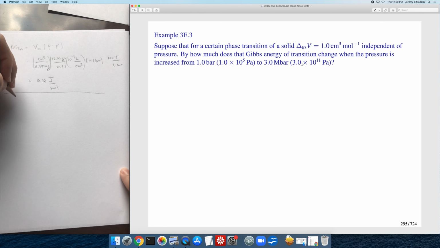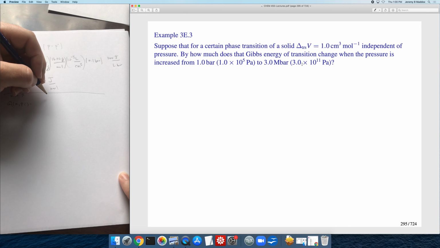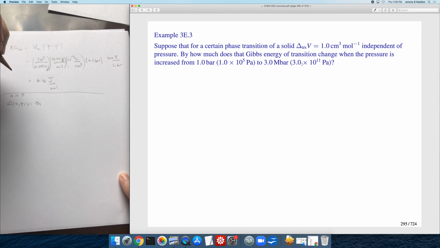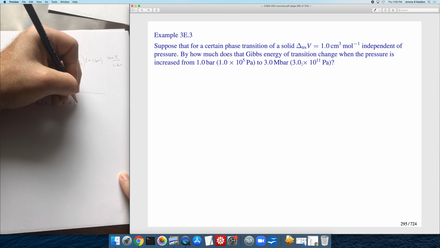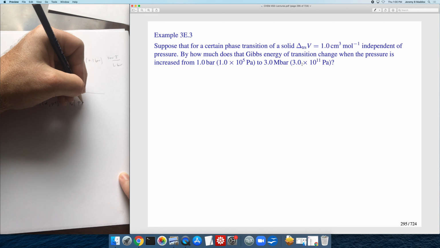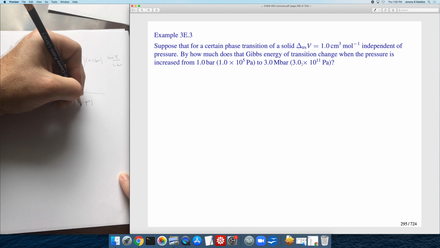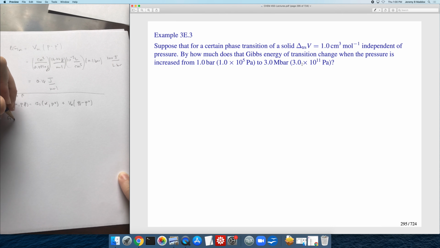So here, the way we can think about it, we'll just assume that there are two phases, alpha and beta. So we'll write for alpha, at PI, now we'll make this PF, equals the Gibbs energy for the alpha phase at this standard pressure of 1 bar, plus the volume of alpha times P minus P zero. This would be PF, I guess. And then for the beta phase, we have the same thing.